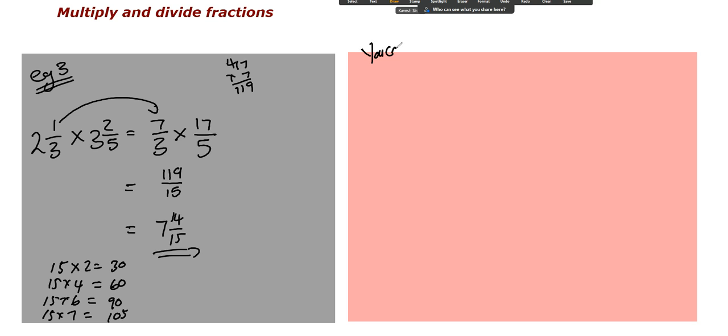Now, you can try this one here, or you can jump into the Kahoot as well. You will find some questions there. But here we go. This is 3 and 2 over 4, all right, multiplied by 2 and 3 over 5. Try this question and let me know when you're done.